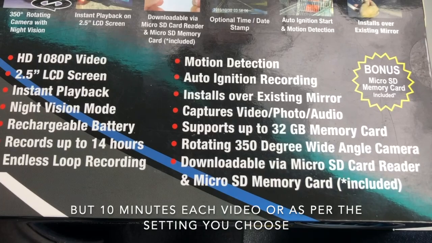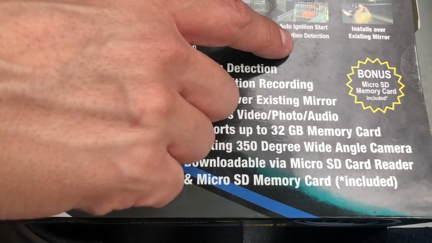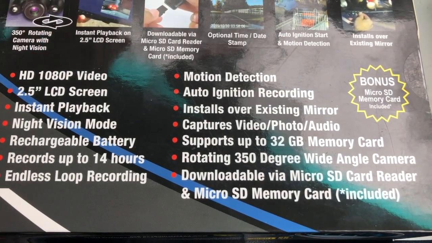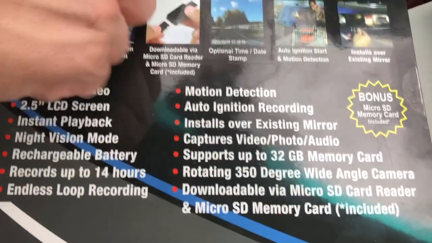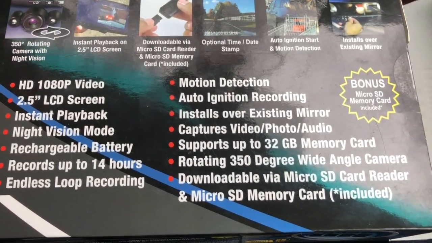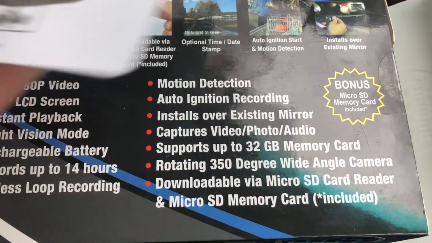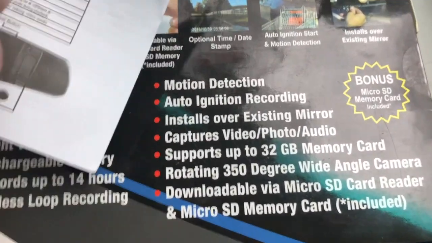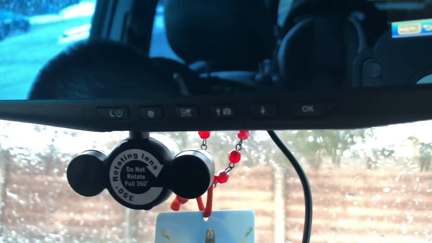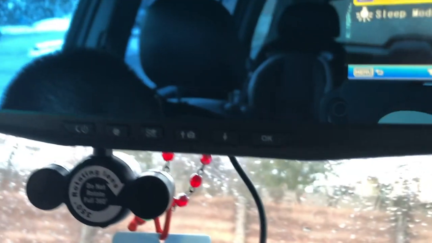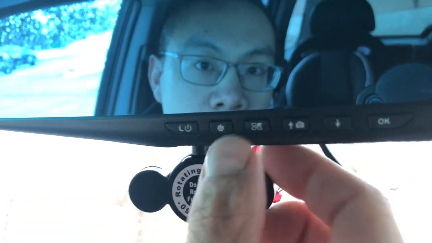And then what else? So also the auto ignition start basically means when you're starting your car and your dash cam is plugged in already, it'll start recording. Also, as I showed you guys in the previous video, there's a lock button, which is the settings button over here. If you get into an accident, you want to protect that specific recording. It locks the video, so it won't overlap.